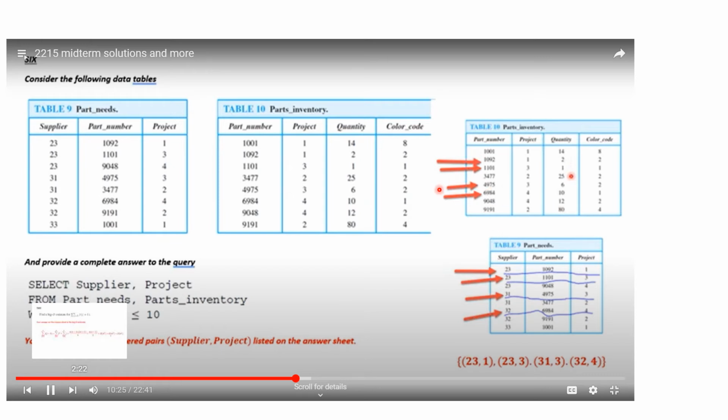Okay, so we have to be less than or equal to 10, so we identify these from the parts inventory, and then we take those part numbers and we find those in the parts needs, and we link them with the suppliers and the project numbers. And so the answer to the problem is these ordered pairs: (23, 1), (23, 3), (31, 3), and (32, 4).